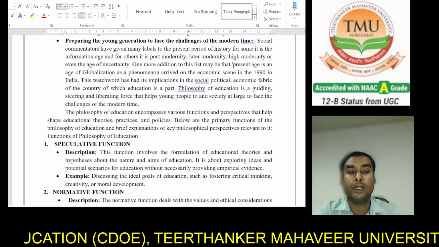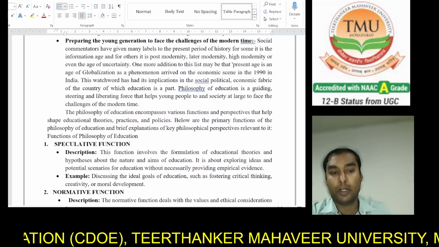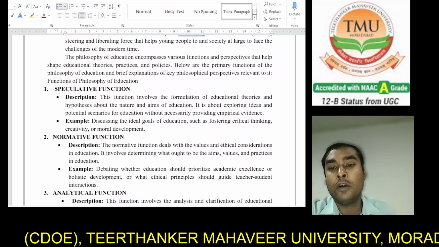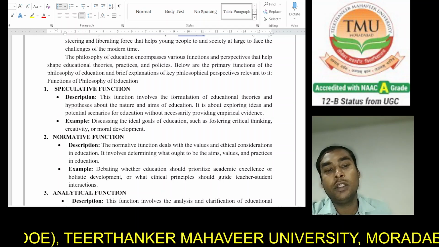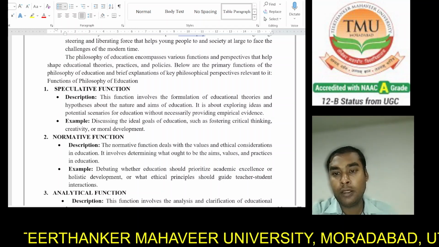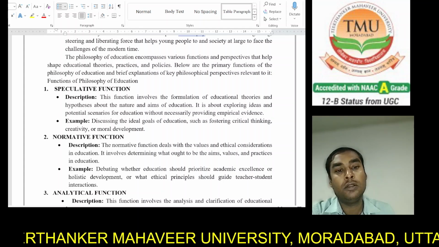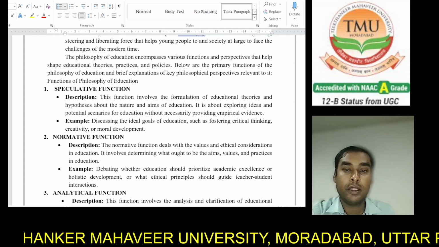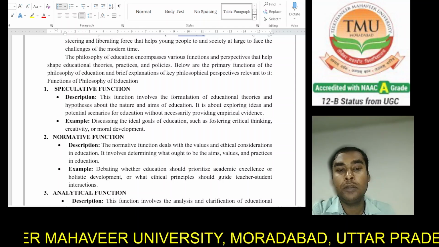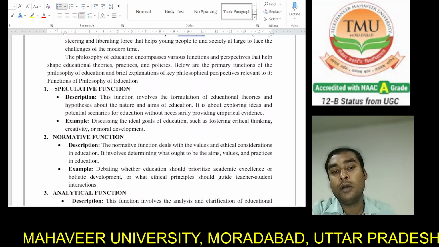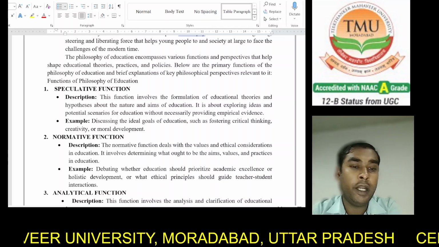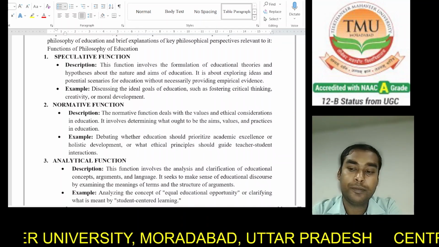Functions of philosophy of education. The speculative function. This function involves the formulation of educational theories and hypotheses about the nature and aim of education. It is about exploring ideas and potential scenarios for education without necessarily providing empirical evidence. For example, discussing the ideal goals of education such as fostering critical thinking, creativity, and moral development.